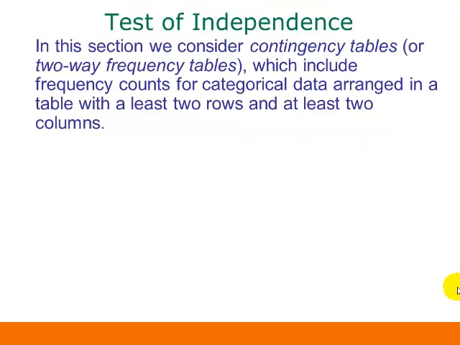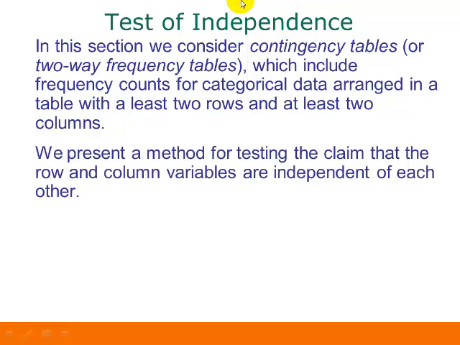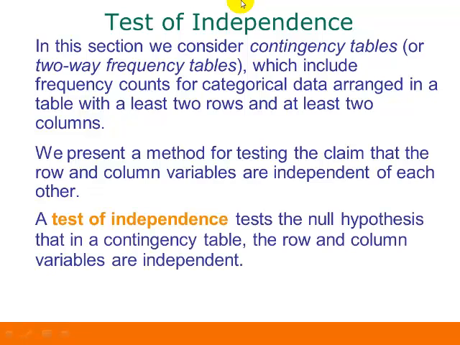So what do we mean by that? Well, in this section we consider contingency tables, or two-way frequency tables, that we talked about back in chapter 4 at the beginning of the semester. These include frequency counts for categorical data arranged in a table with at least 2 rows and at least 2 columns. We present a method for testing the claim that the row and column variables are independent of each other.